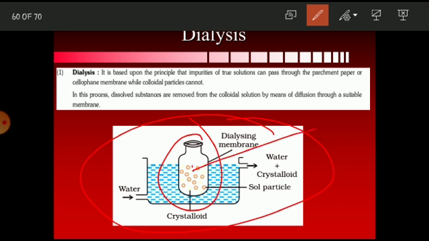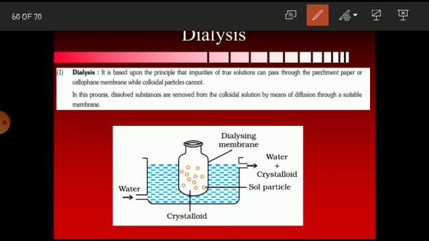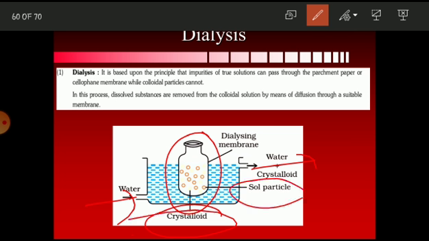In this impure sol we have the crystalloids, that is, impure particles, and also the sol particles, that is, the colloidal particles. We have to remove the impure particles. The bag is suspended in a tank through which pure water is circulated. In this bag we have the impure colloidal solution. The water is continuously flowing through the inlet and the outlet, and this impure colloidal solution has the crystalloid as well as the colloidal particles.